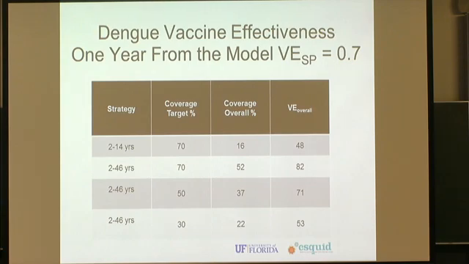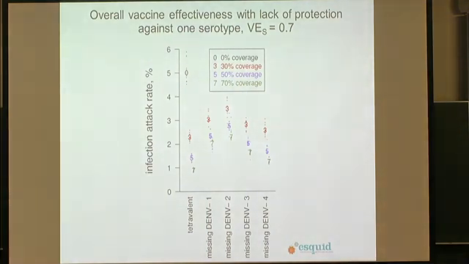And so this is kind of a summary of what I just showed you. And the overall impact, this just shows the coverage of the targeted population, of the overall population, and the overall reduction in incidence of dengue. So with each of those strategies. Yeah. People wanted to know what would happen if you use this vaccine.